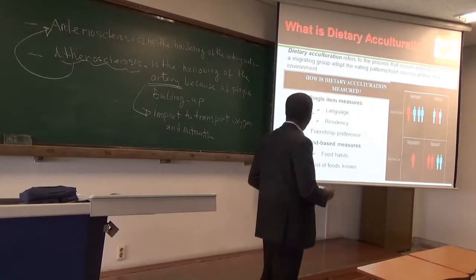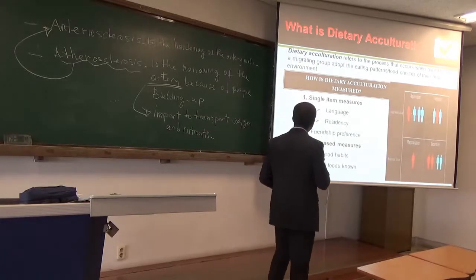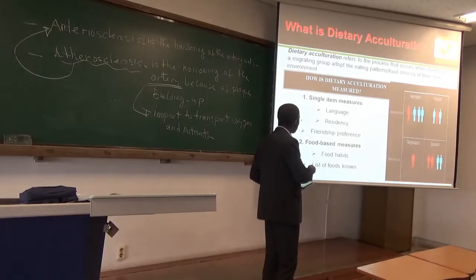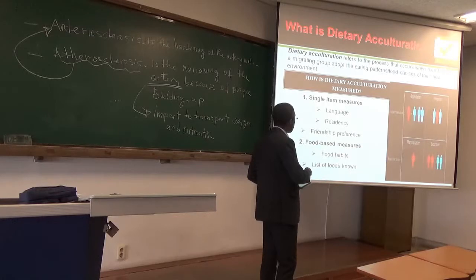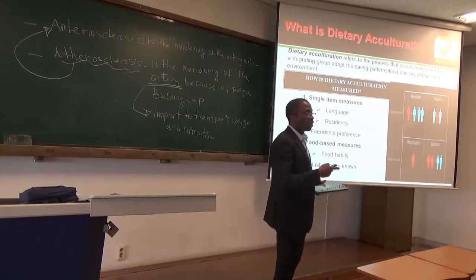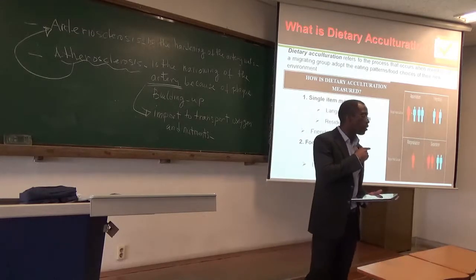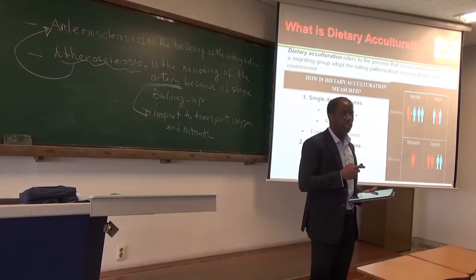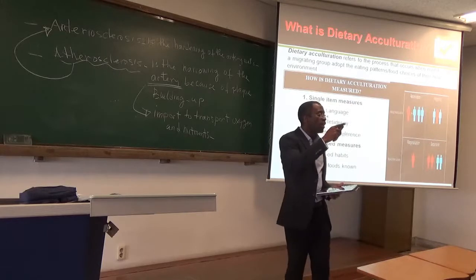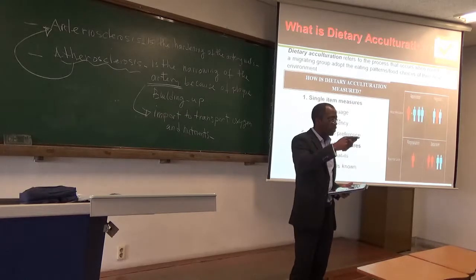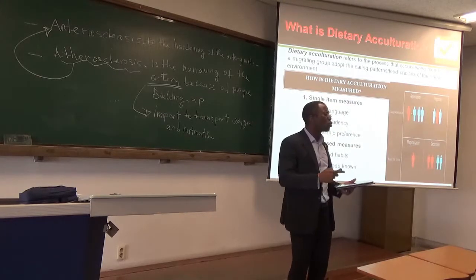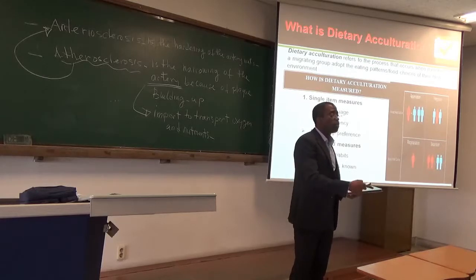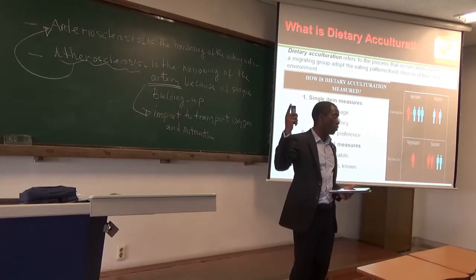Okay? All right, so we measure this one, and we measure food-based measures, like food habits and the list of foods known. I wrote one article about foreign students, for example, in Daegu a couple of years ago, my first year here, and looked at the level of knowledge of Korean food and what kind of Korean food they really eat. Usually students adapt faster. Young people adapt faster than older people, okay?